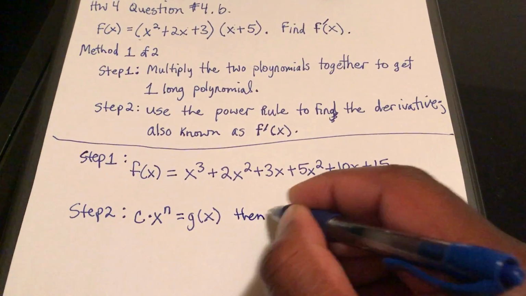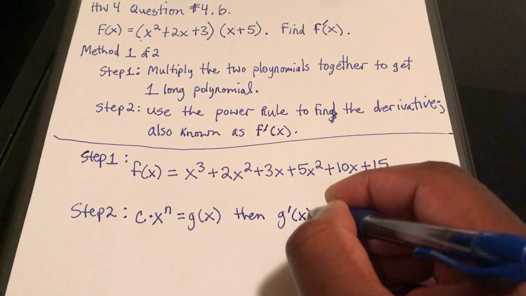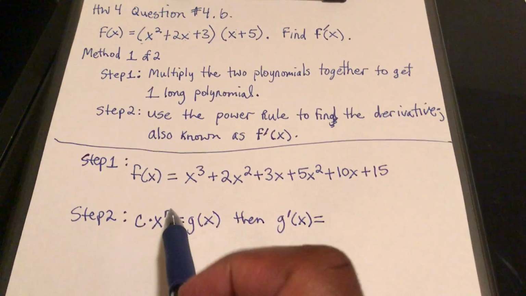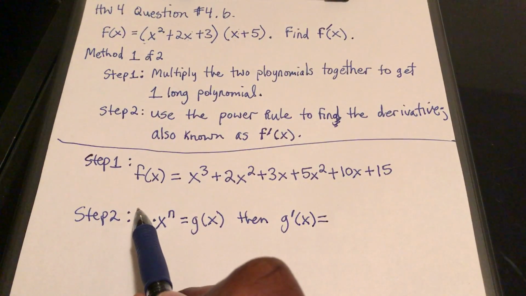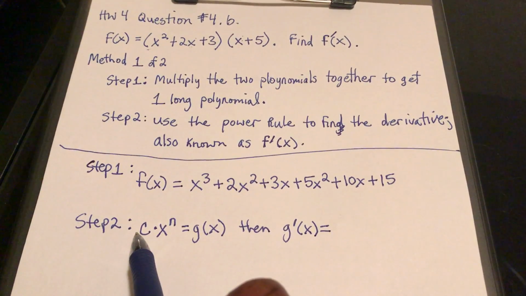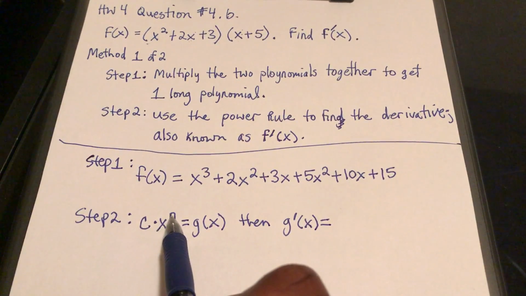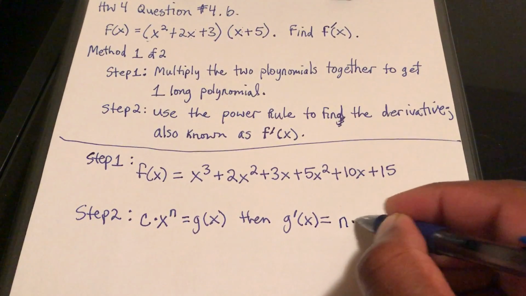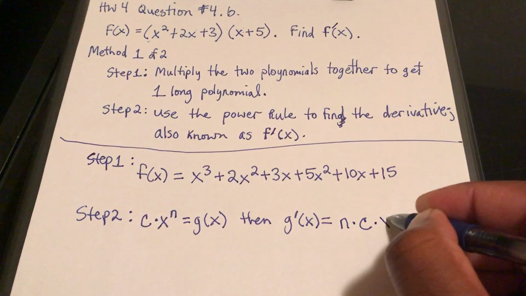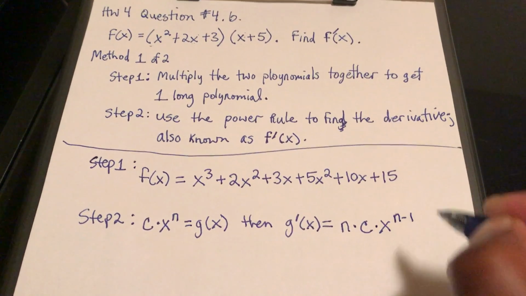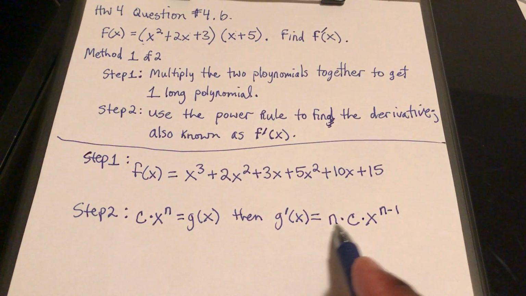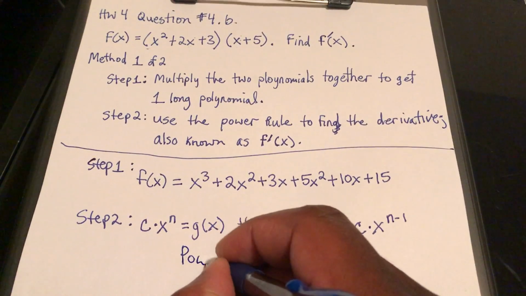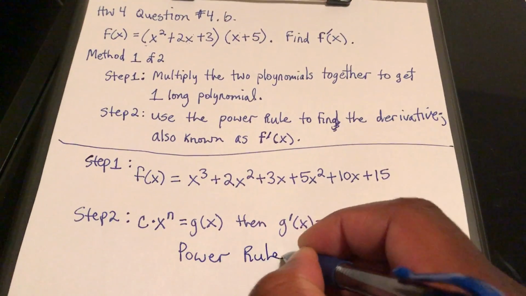Then g prime of x, or the derivative of g of x, is just, we're going to take this n, bring it down, and multiply it by any constant, and then we're going to subtract 1 from the power. So it's going to look like n times c times x to the n minus 1. This is the derivative of this, and that's power rule in a nutshell.